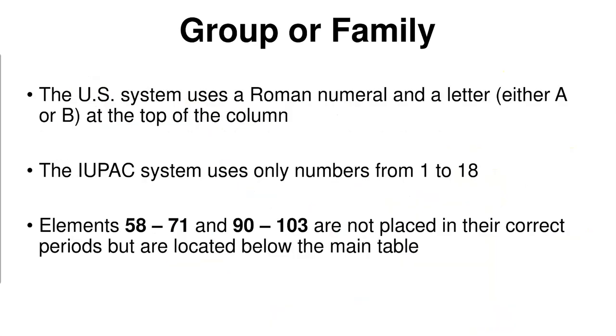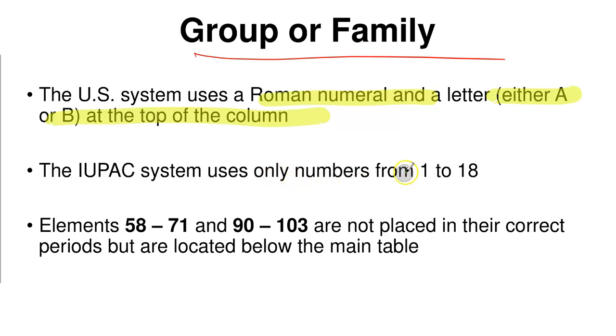So now let's talk about the group or the family. Now the US system uses the Roman numeral and a letter, either A or B, at the top of the column for their own designation of the periodic table. So that is the first one that I read of. The IUPAC system uses groups 1 to 18. So in the IUPAC system, it is 18 groups of elements. But in the American system, it is group 1 to 8. But in some of them, you have the attachment of 1A or 1B.